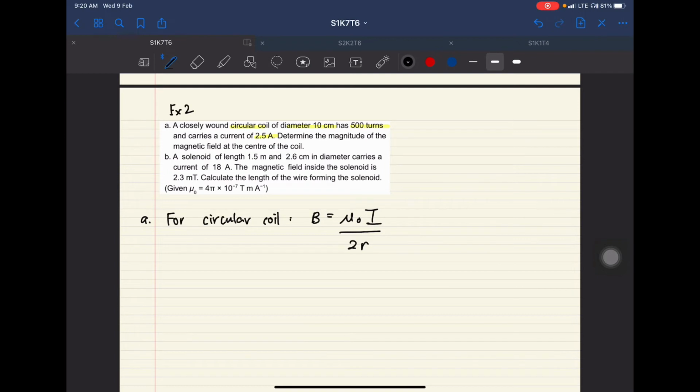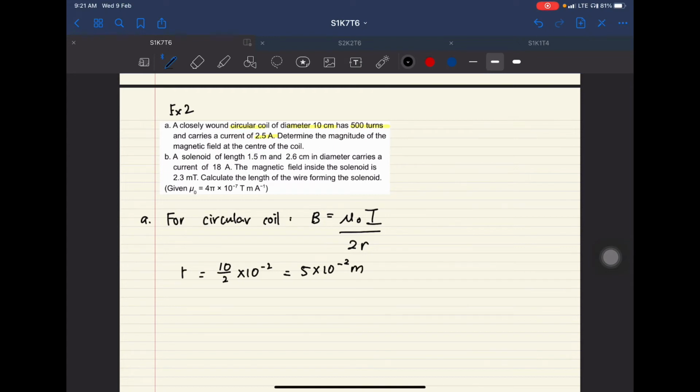There's none near the end. For the solenoid, there's near the end and at the center. At the center. So in this case, they give you several information. I just took out the information. They give you diameter, so maybe I can change to radius, which is half of the diameter. So it becomes 10 over 2 times 10 negative 2. I change to meter as well. This one becomes 5 times 10 negative 2 meter.